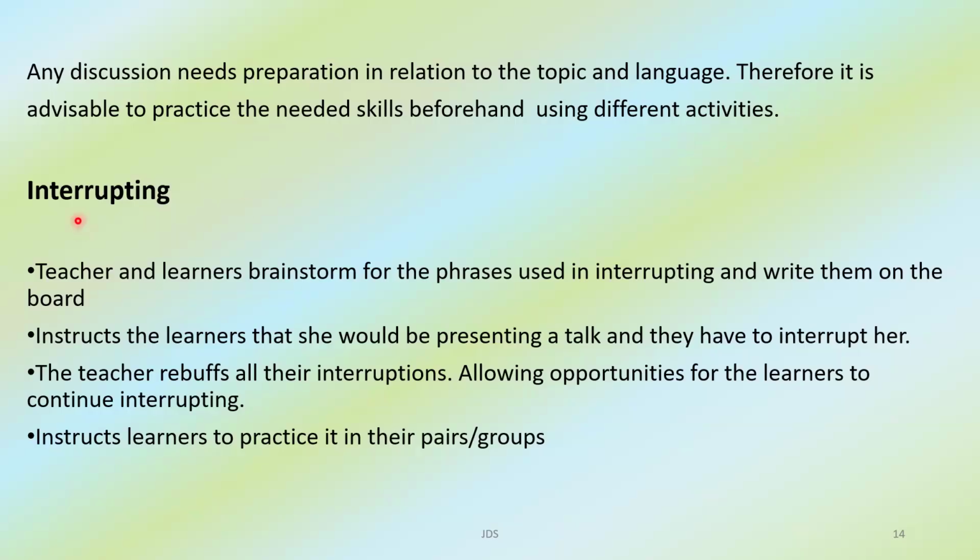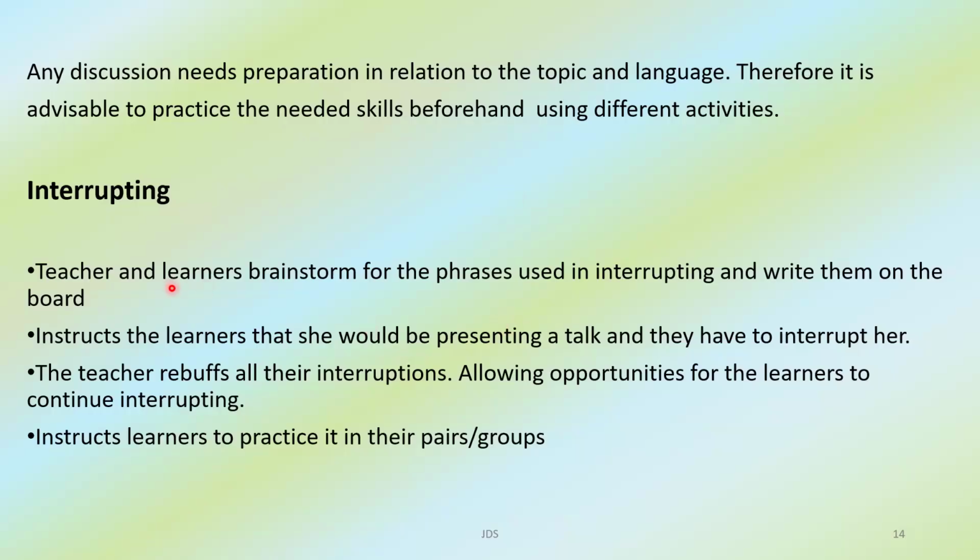So see, they have given how the language function of interrupting is practiced in the class, the procedure that is involved in practicing the language function of interrupting. Read. Like this, we have to invent. We have to be innovative and think of different ways through which we can practice the other language functions, whatever the language functions we intend to teach.